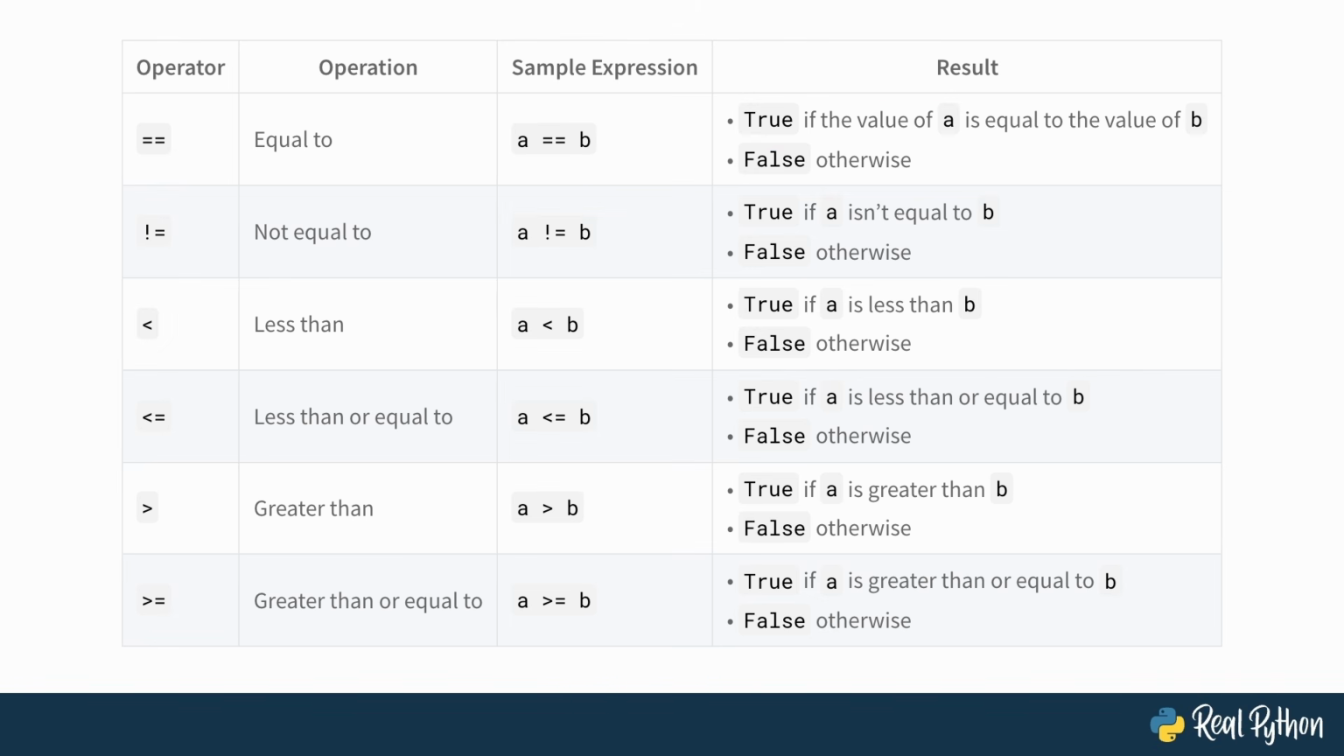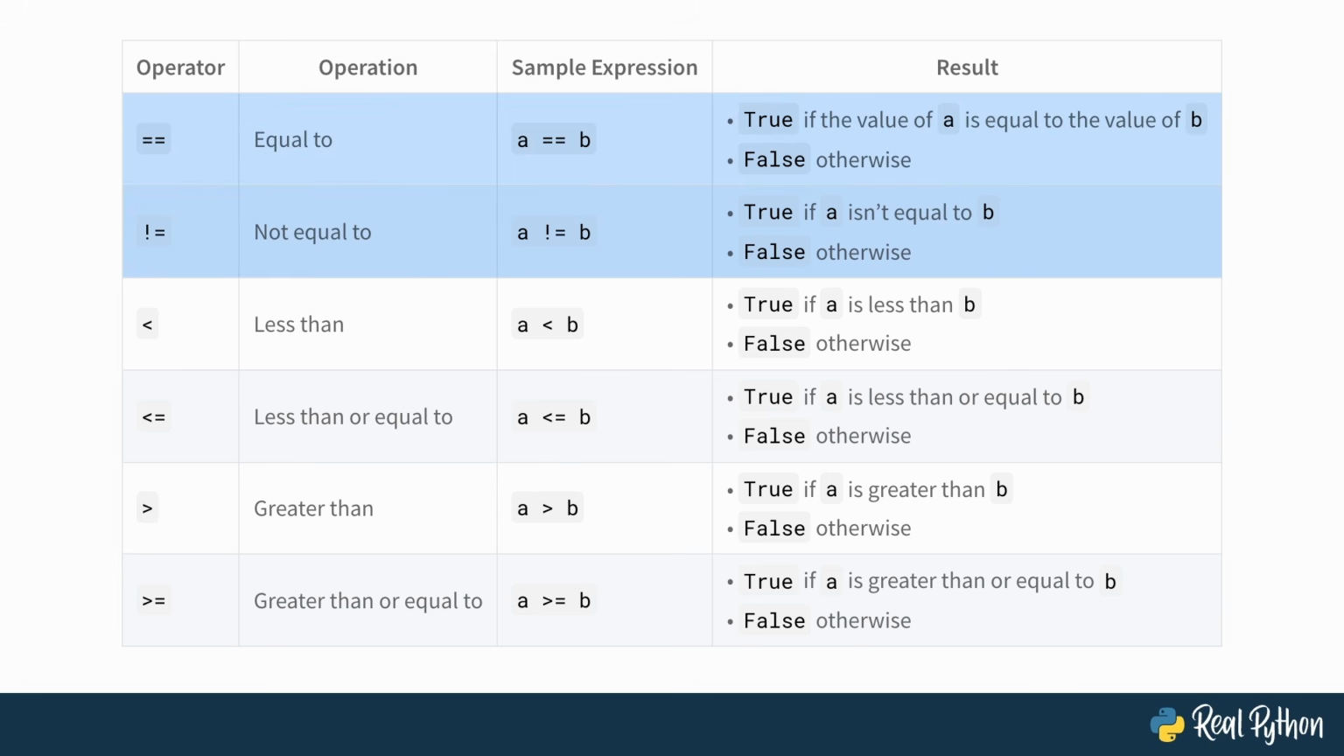Here are the comparison operators you'll find in Python. The double equals operator performs the equal to operation. The expression a == b will return true if the values of a and b are equal, and false otherwise. != is the not equal operator, the opposite of the previous. a != b returns true if a is not equal to b and false otherwise.